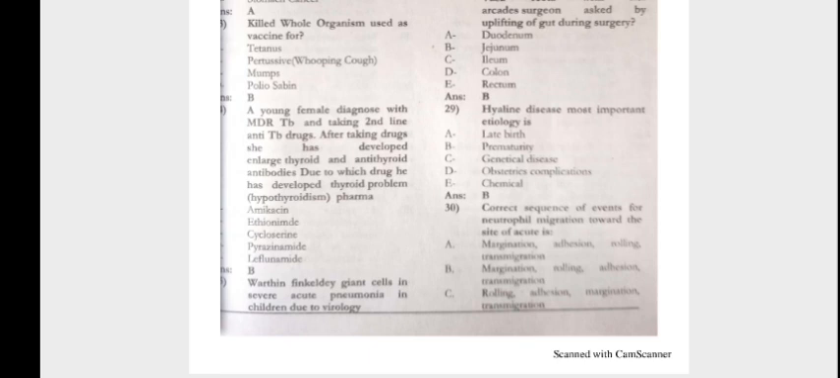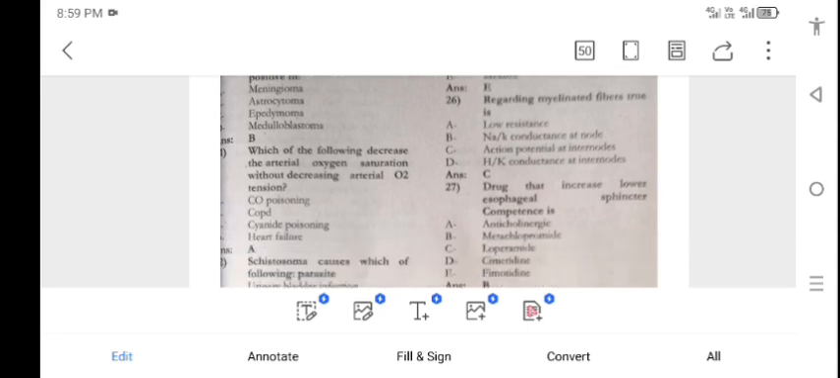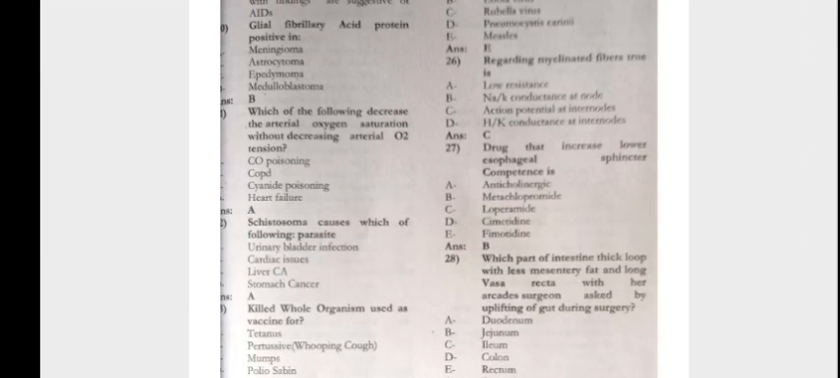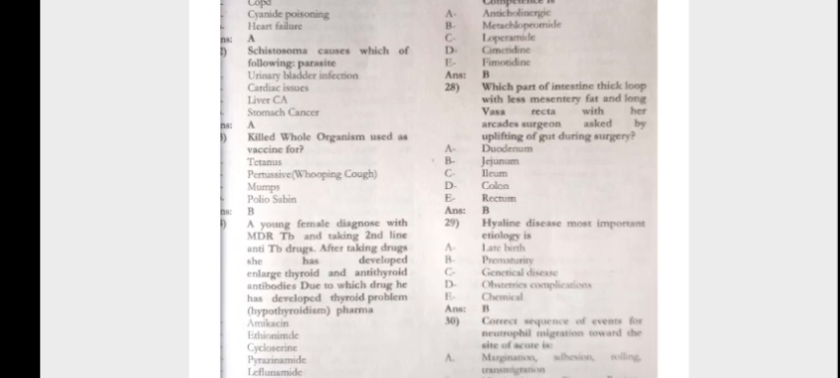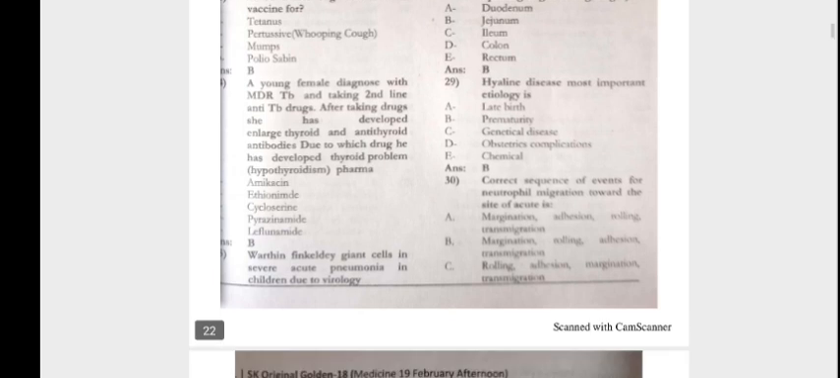Warthin-Finkeldey giant cells in severe acute pneumonia in a child are due to measles. Regarding myelinated fibers, the true statement is action potential at the nodes. The drug that increases the lower esophageal sphincter competence is metoclopramide. Which part of the intestine has a thick loop with less mesenteric fat and long vasa recta, which the surgeon asked to uplift during surgery? That is the jejunum. Hyaline membrane disease, the most important etiology is prematurity.